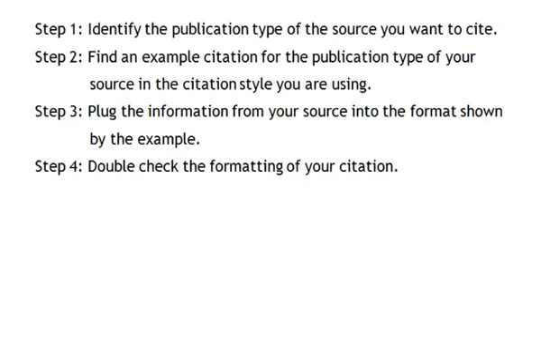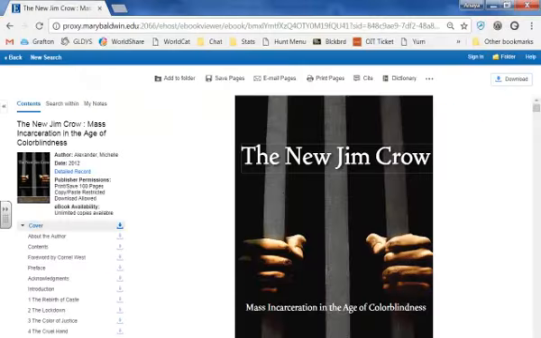To cite any source, follow these steps. Step 1. Identify the publication type of the source you want to cite. Step 2. Find an example citation for the publication type of your source in the citation style you're using. Step 3. Plug the information from your source into the format shown by the example. Step 4. Double-check the formatting of your citation.